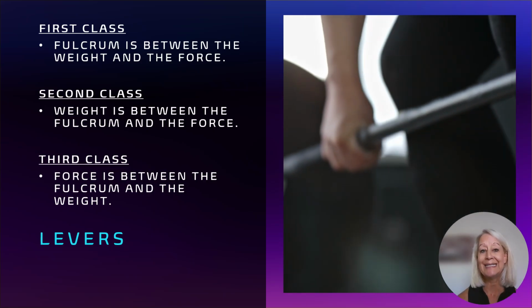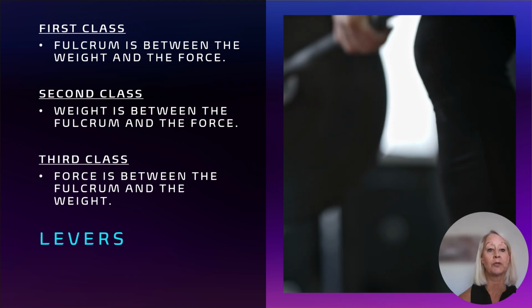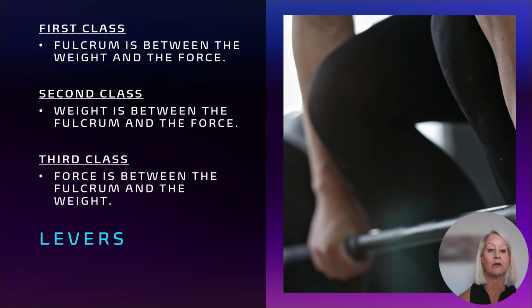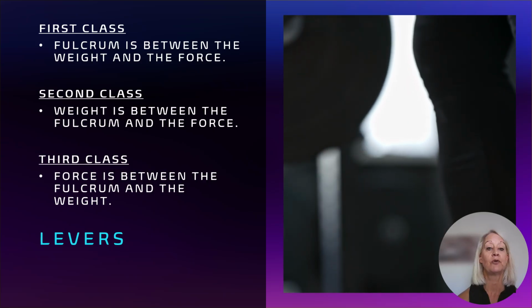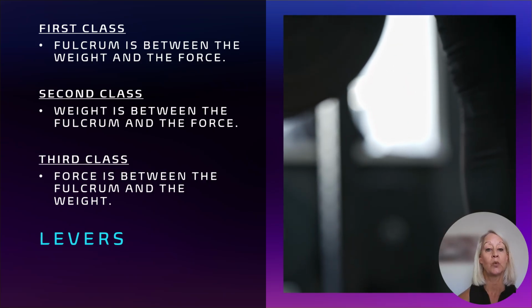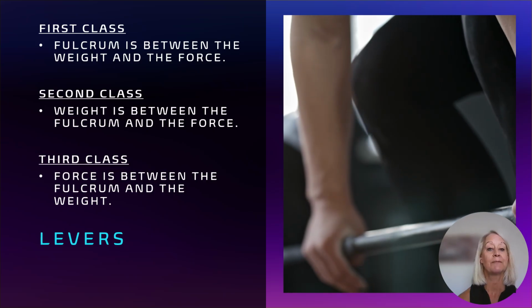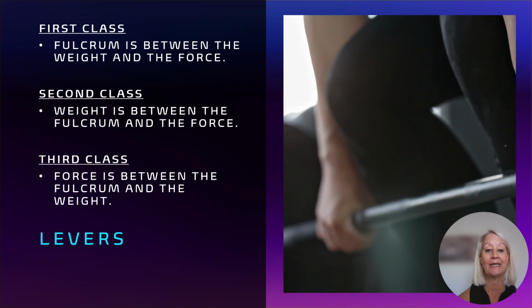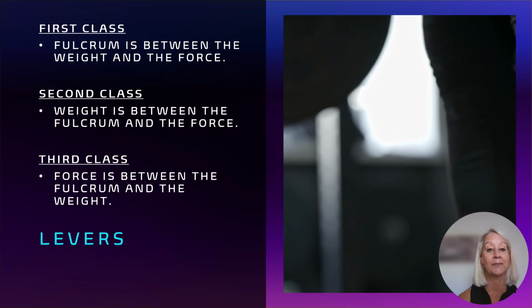There are three different classes of levers. The first class is where the fulcrum is in the middle, like a seesaw. In the second class, the resistance is between the fulcrum and the force, much like a wheelbarrow. And the third class is a force between the fulcrum and the resistance, which is most common in the human body, like the biceps curl.